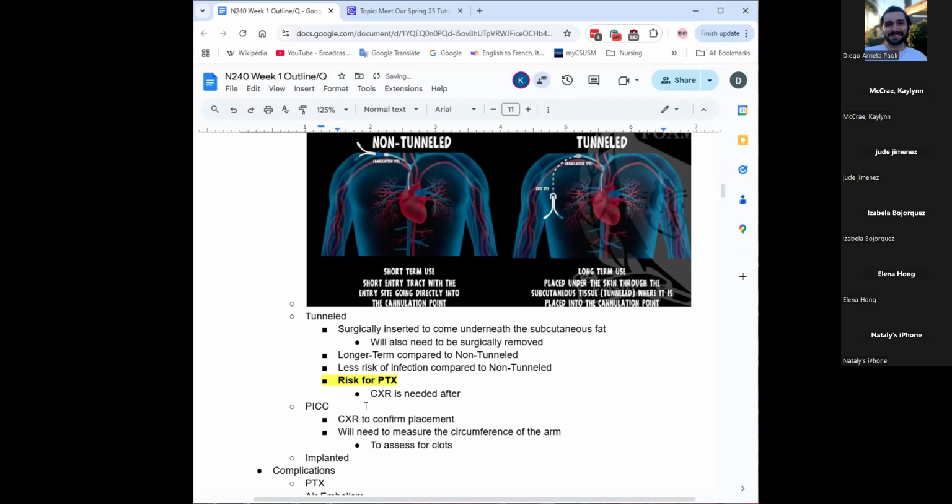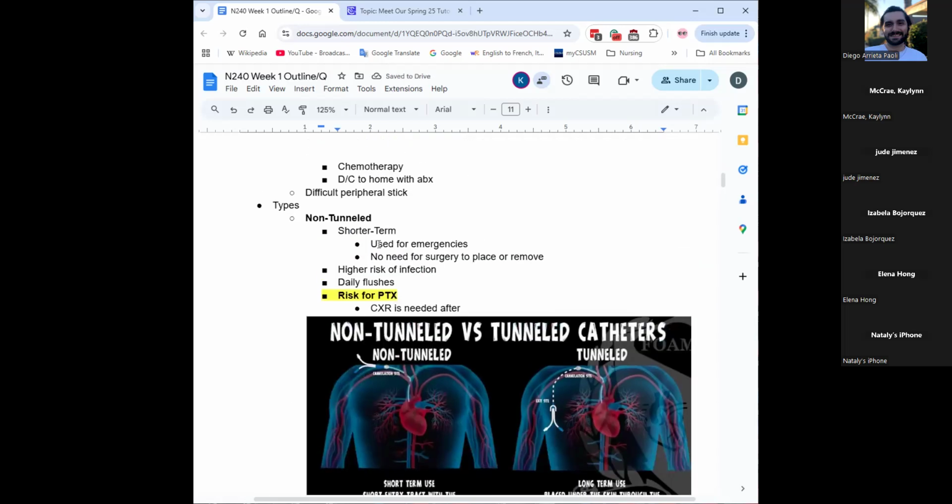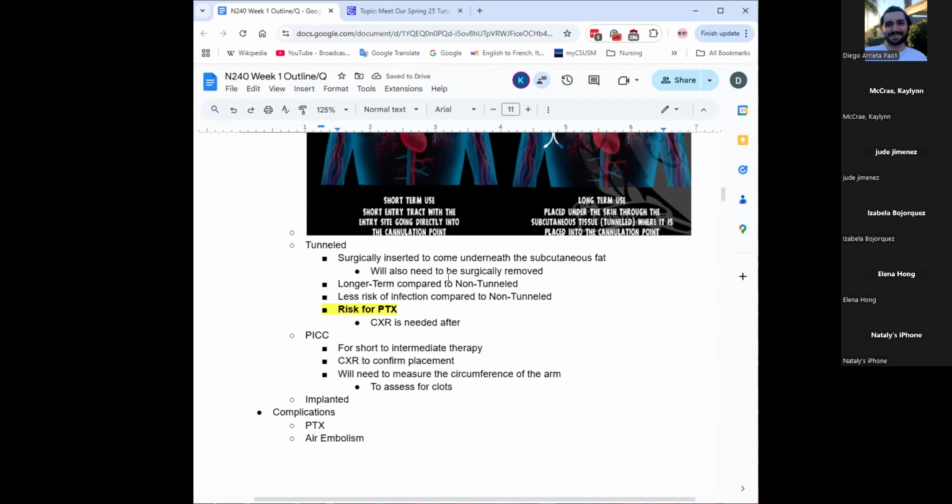The heparin flushes depend on the facility. Some places don't do heparin flushes anymore. Some places still do heparin flushes. So, chest x-ray to confirm. I'd say it's for short to intermediate therapy. The tunneled is longer term than the non-tunneled, but it's still not super long term. The PICC line is short to intermediate.